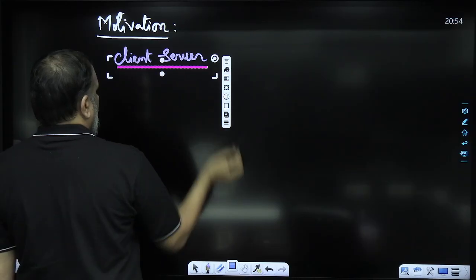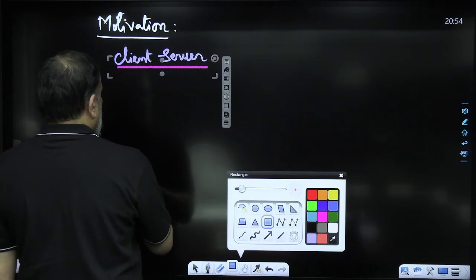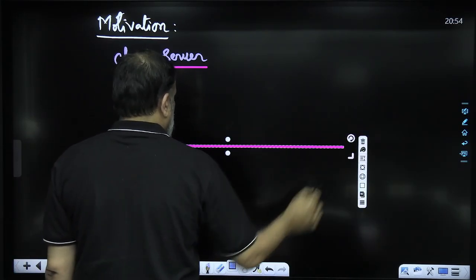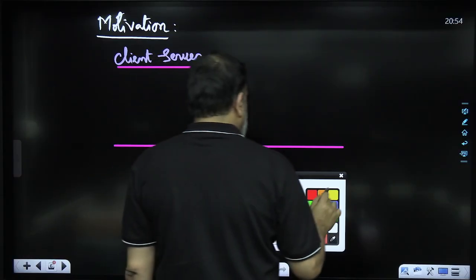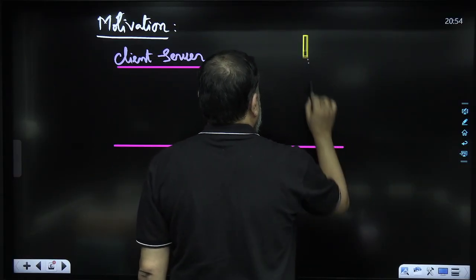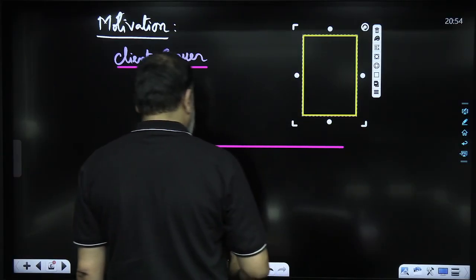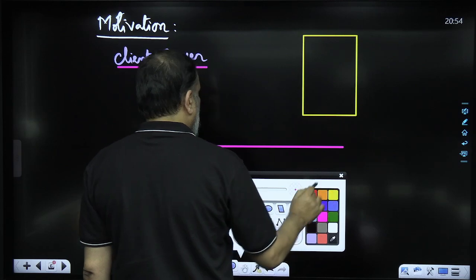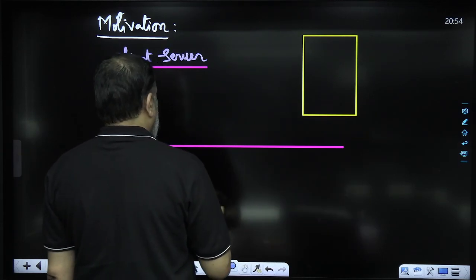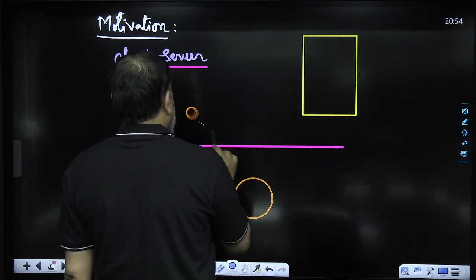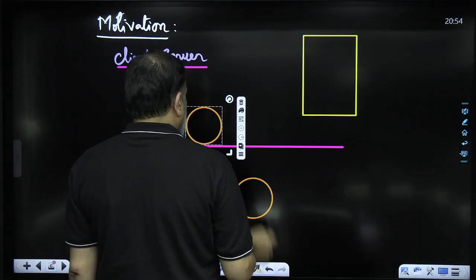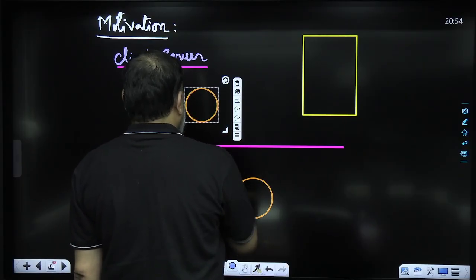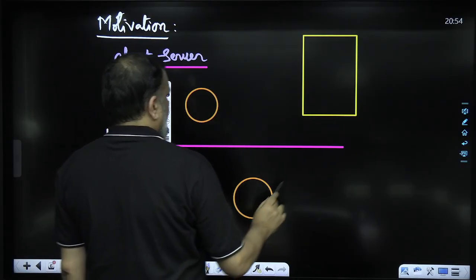In a traditional client-server architecture, imagine, for example, I have some network, okay, and let's say I have some server machine and several clients. Here I have one client, here I have another client, here I have another client, and like that, several clients are connected to this network, you can imagine. All right.